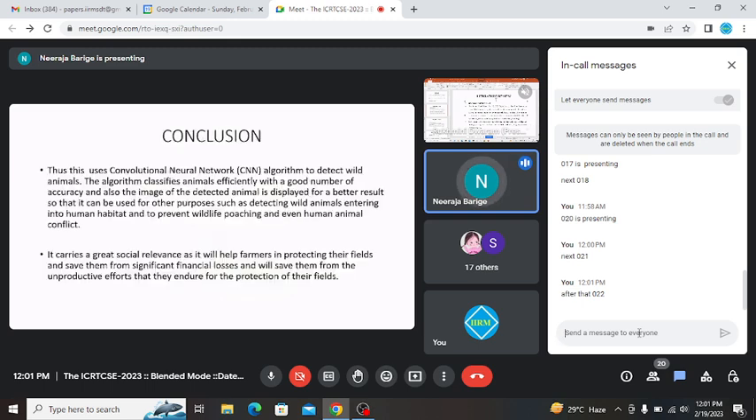Conclusion. By using a convolutional neural network, we detect wild animals. This algorithm classifies efficiently with good accuracy, and the image of the animal is also detected with a better result. It carries great social relevance that helps farmers in protecting their fields and saves them from significant financial losses, which also saves them from the unproductive effects that endure for the protection of their yields.